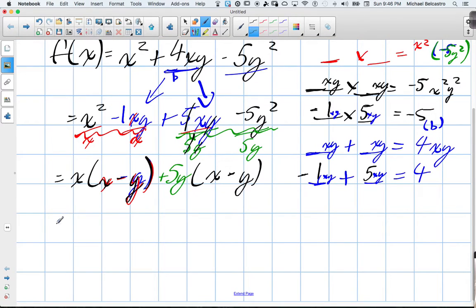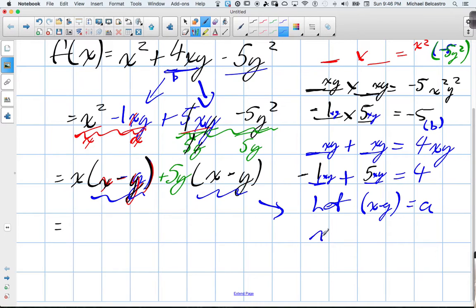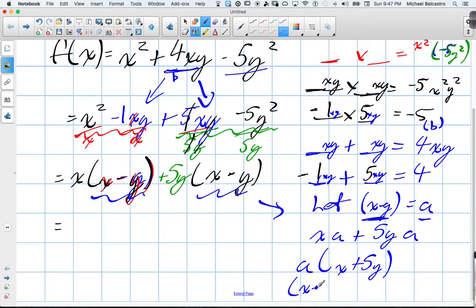So what's actually happening here? Well, they're common factoring out the brackets. What do I mean by that? I'm going to show you here on the side. Think of it like I use a let statement. Let x minus y equal a. This expression would then read x times a plus 5y times a. Well, what's the common factor here? A is. I can common factor out a, and I'd be left with x plus 5y. But my a isn't really a, it's x minus y, so I resubstitute in, and I get x minus y times x plus 5y.